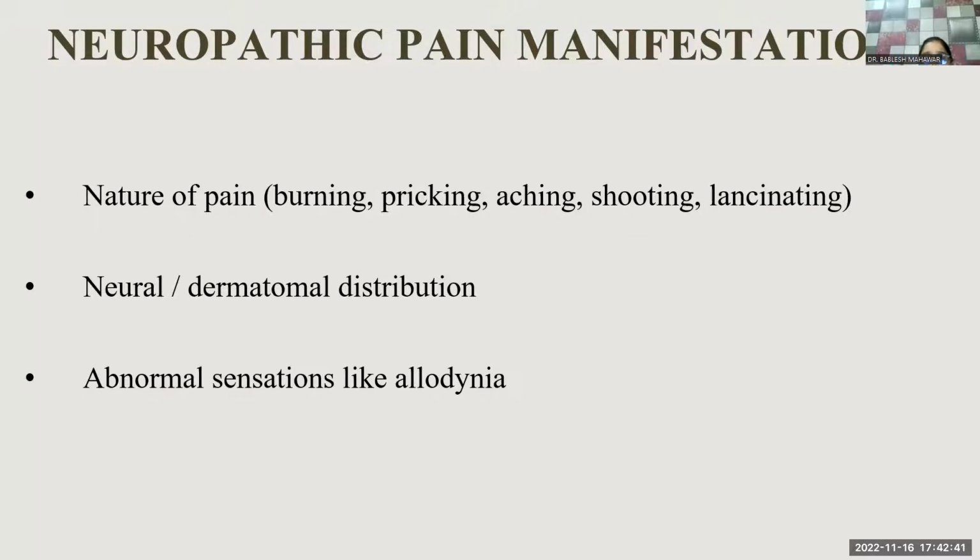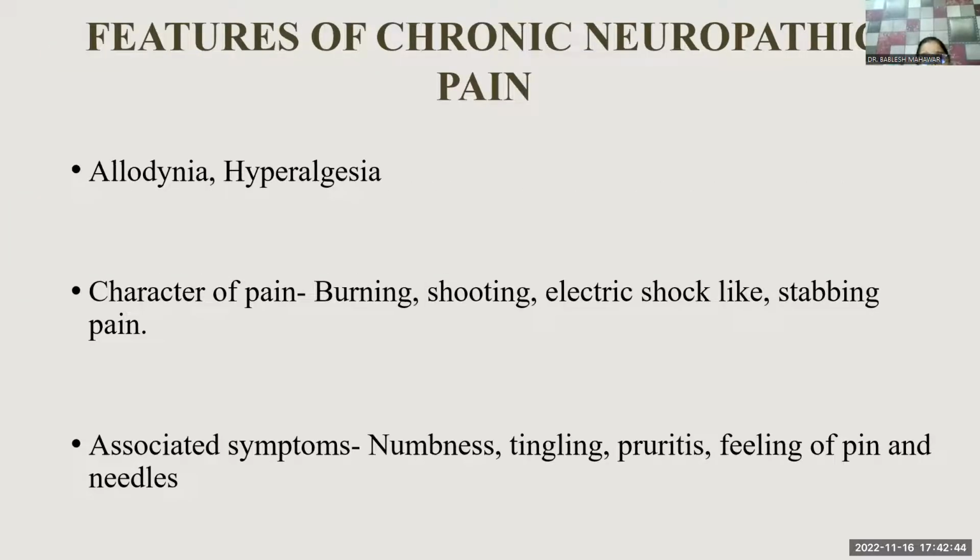So the features of chronic neuropathic pain are allodynia and hyperalgesia. Even a small stimulus can give an abnormal response. Character of pain, I told you, burning, shooting type, and associated symptoms are like numbness, tingling, pruritus. Patient will say that as if ants are crawling on the chest, and the feeling of pins and needles. So these are a few characteristics of neuropathic pain, and there are a wide number of questionnaires based on this, through which we can take account and decide whether it is neuropathic pain or not.